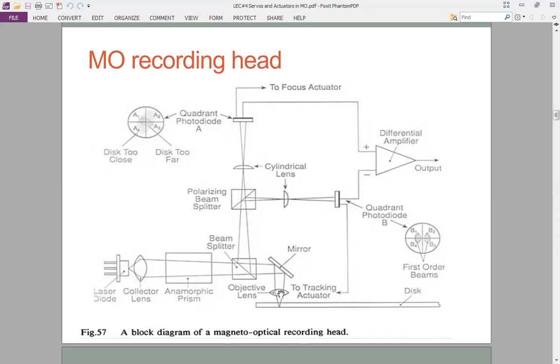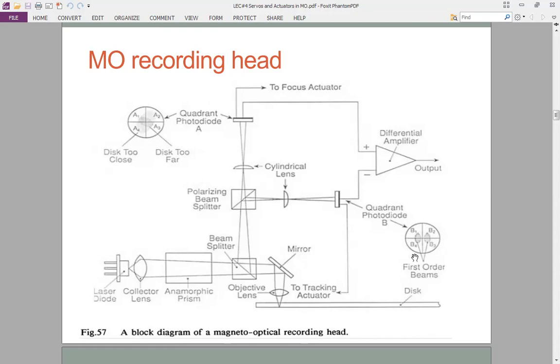The objective lens is very, very vital when it comes to focusing the spot on the right track. That is the axial focusing. But again, the other beam goes through the polarizing beam splitter, a cylindrical lens, and then it gets to a sensor, which is referred to as a quadrant photodiode. All right. This quadrant photodiode, there are two of them. We have quadrant photodiode A, and we have quadrant photodiode B.